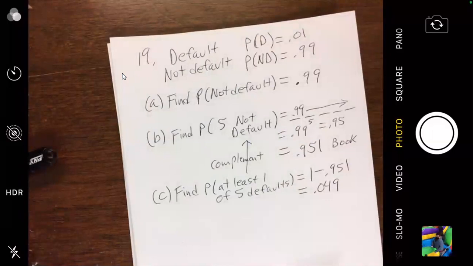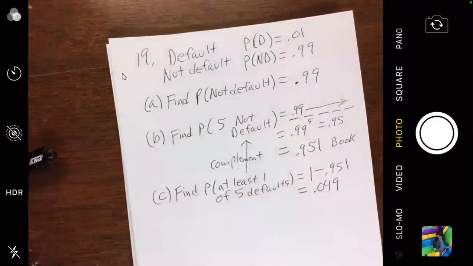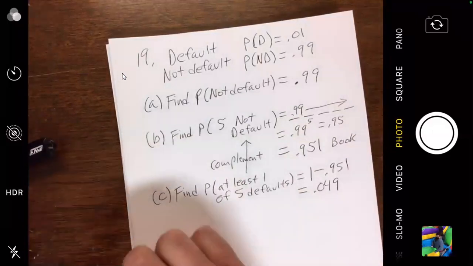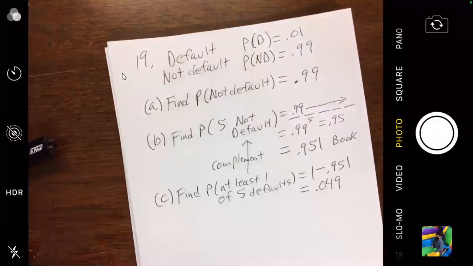In part B, we made the assumption that the likelihood of default is independent. Do you believe this is a reasonable assumption? It's hard to know what they're going for. I don't know, it just depends on the situation. It's hard to write down. If you're using mortgages and one's in Atlanta and one's in San Francisco, it's completely different companies. Yeah, it's probably a reasonable assumption.